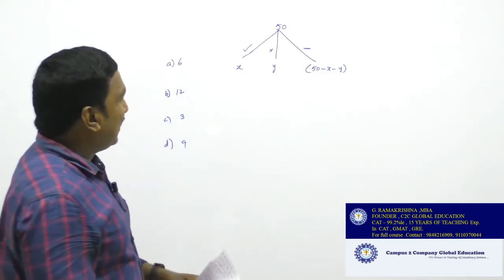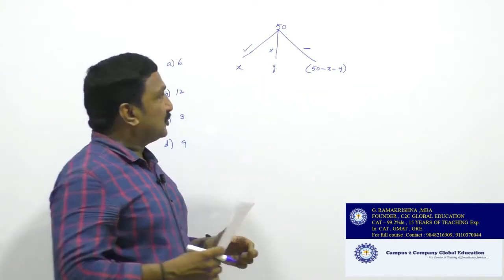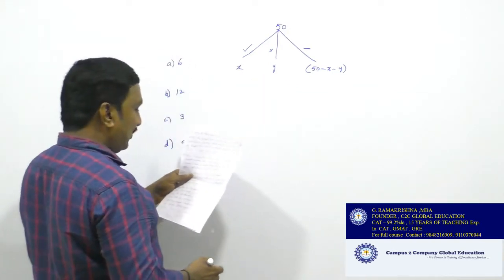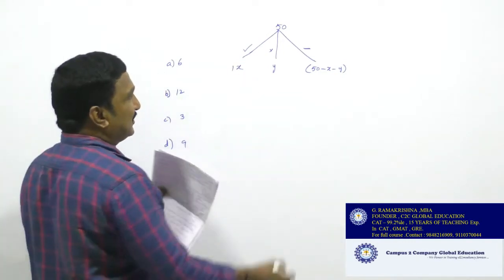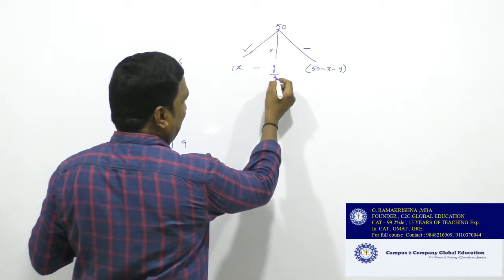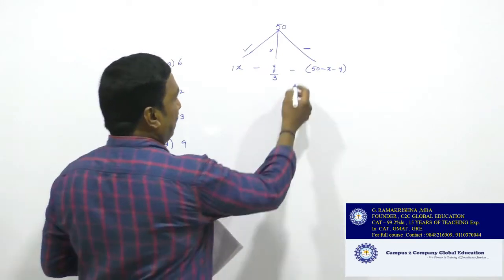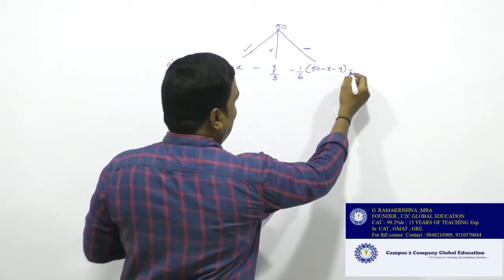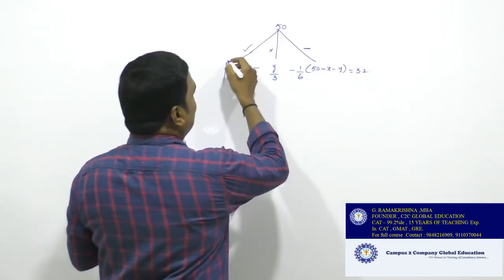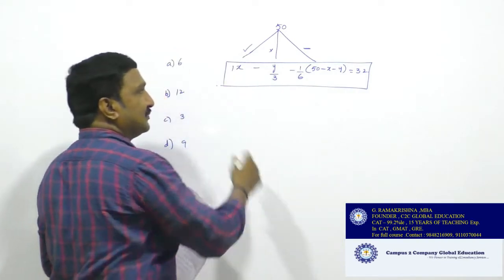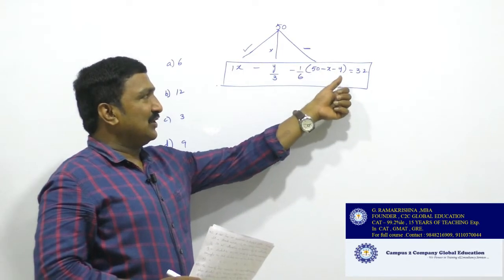Understood, friends? Because we have to find out only which of the following cannot be the number of wrong questions. Each correct answer carries 1 mark, and each wrong answer deducts 3 marks, so minus Y by 3. Each unattempted question deducts 1/6. This is the equation, friends. And he got a net score of 32. Solve this equation and you will get the Y value. So X minus Y by 3 minus 1/6 of this is equal to 32.